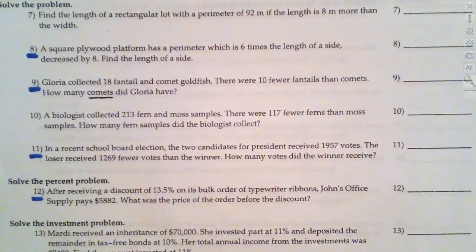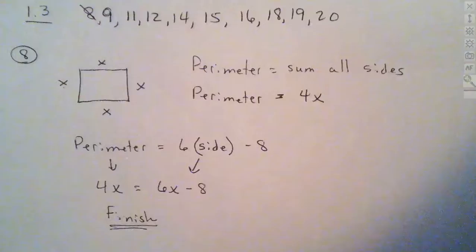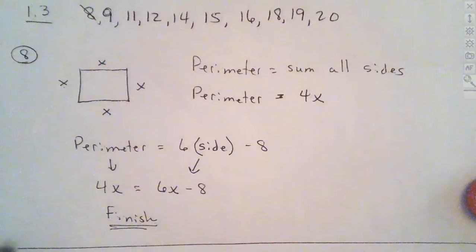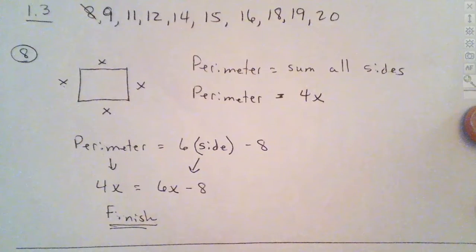So when you work this out, go ahead and get both the comet and the fantail goldfish, and then find the comets. Circle that, and that'll be your answer. So be sure to get both. That way you give me the right answer. So let's start with that 18. What does that 18 mean? That's going to be your total. So the total then is going to be the fantail plus the comet goldfish.